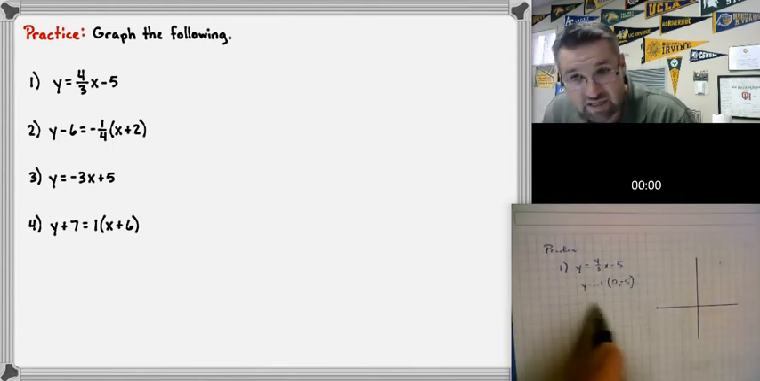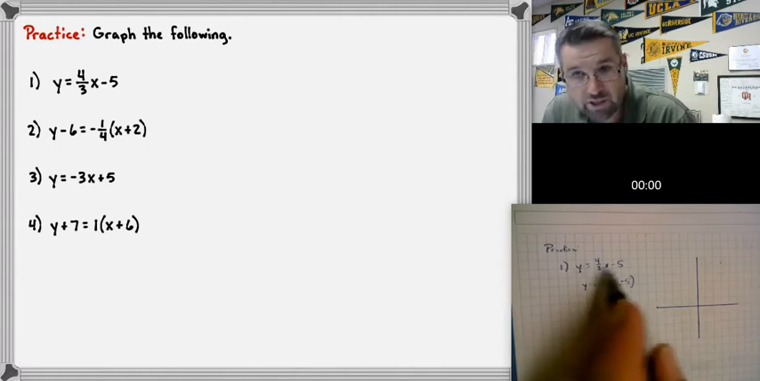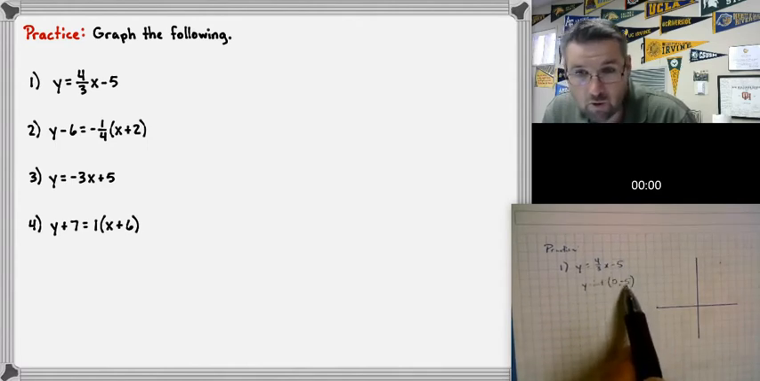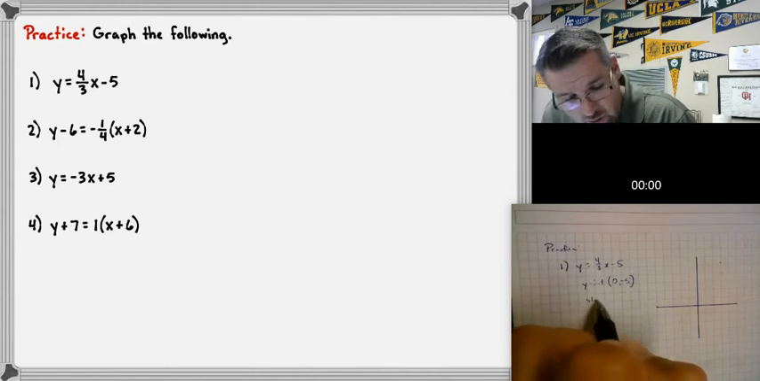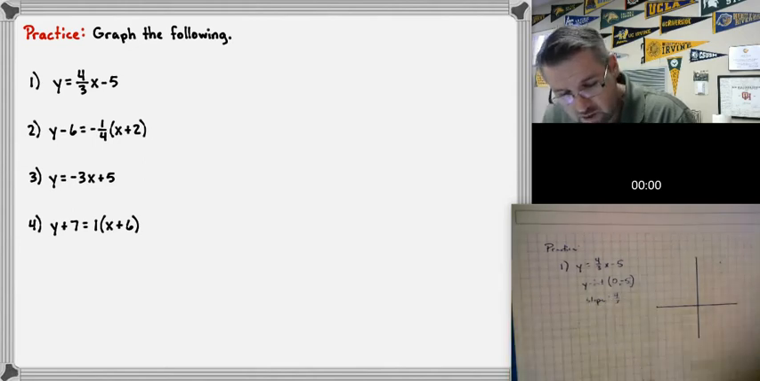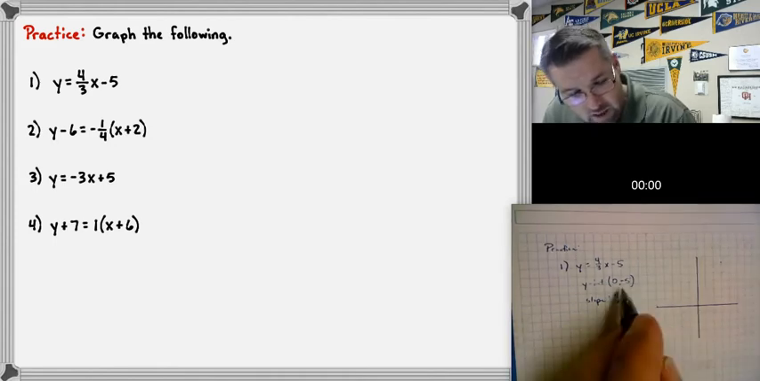Notice this is a little bit different than the point slope form. Whatever that sign is there, you're going to hold it there for slope intercept. And then we know that the slope is 4/3. So I'm going to go a little fast through this. I'm going to go down 5.